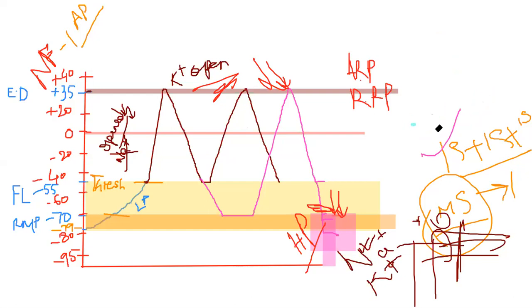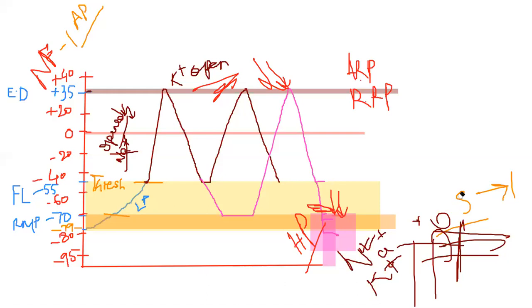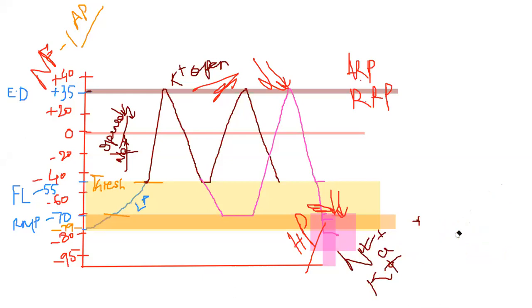Let me clear this side so that I can write here. Are you people clear with the action potential? Is there any question? Should I continue? Okay, so let's come to the absolute and the relative refractory periods.